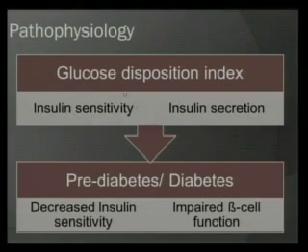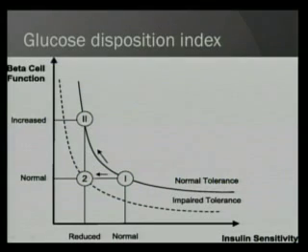So now let's talk about pathophysiology. In normal individuals, glucose concentration remains within a narrow range in fasting and fed state. This tight glucose regulation is maintained by a delicate balance between insulin secretion and insulin sensitivity, which is best described by a hyperbolic function, which indicates that the product of insulin sensitivity and insulin secretion is constant at a given glucose tolerance.